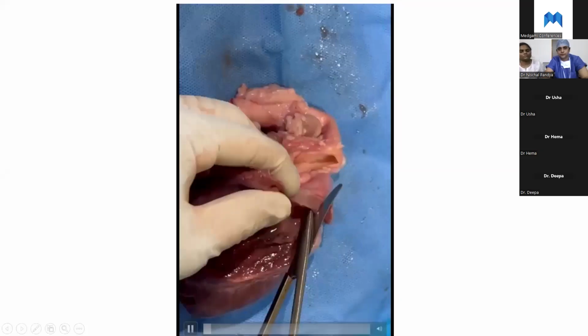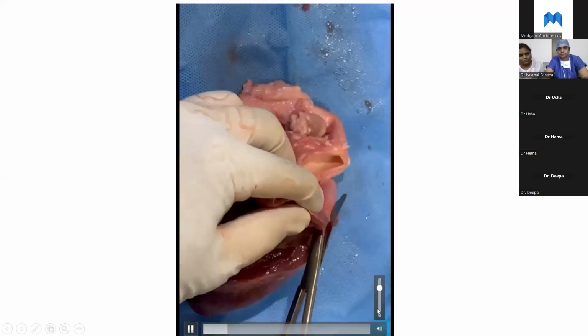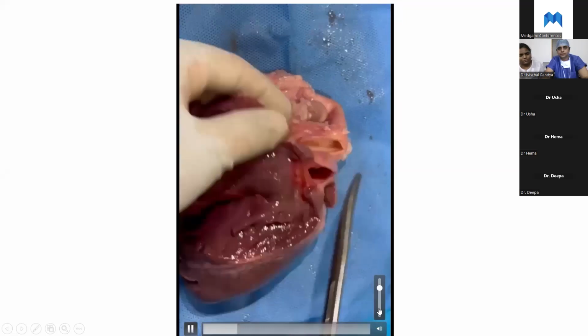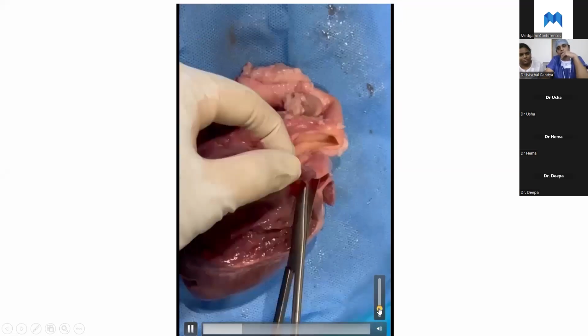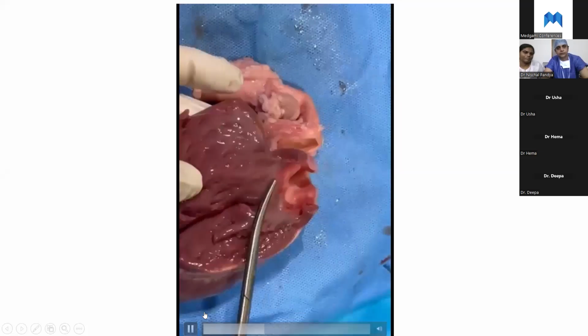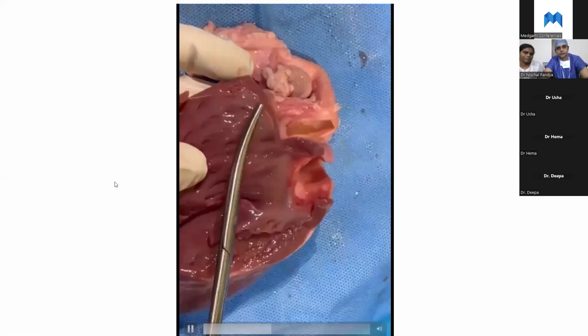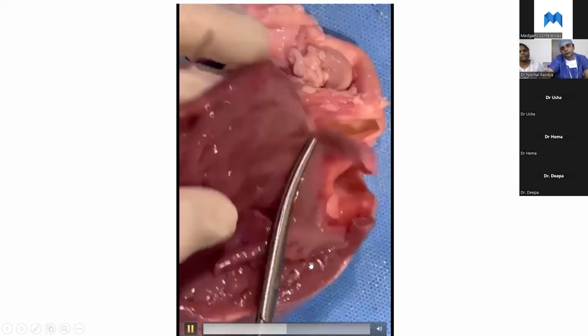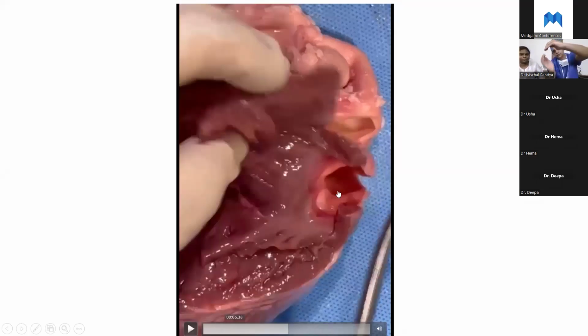Now, if you notice here, the PA. So this is me trying to explain how I was opening. Now here, if we can just stop it a bit. Yeah. So if you saw that, it was closed. If my tips of the fingers are at this point, yeah, this is the septum.